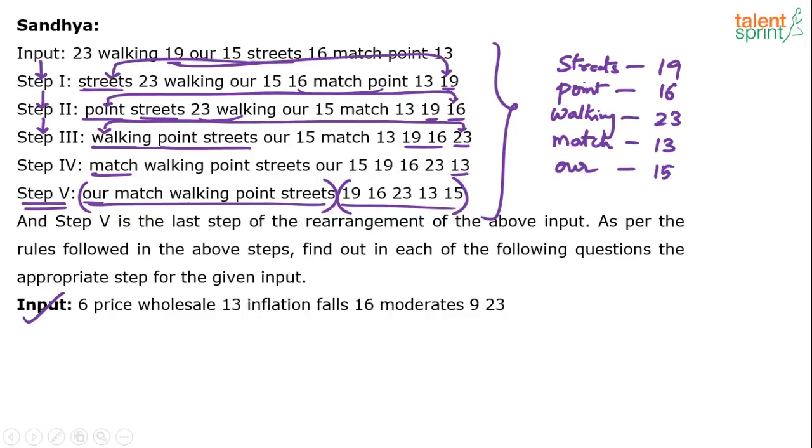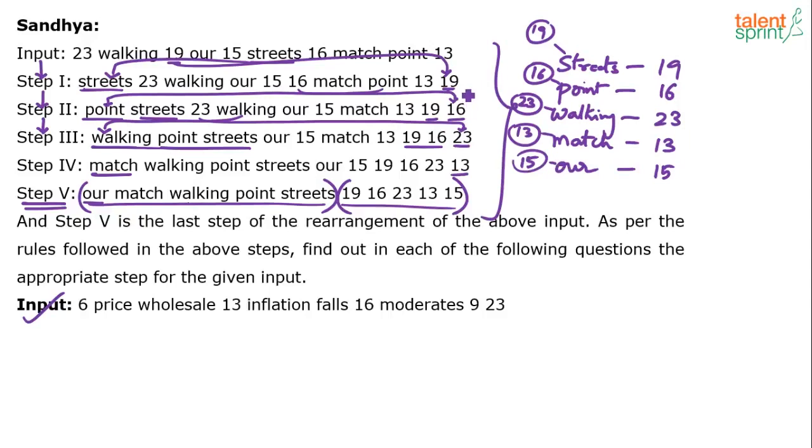Now, what do you think could be the relation between these words and numbers? How are these numbers in any fashion associated with these words? Simple. The word streets starts with S. S, if you recall, is the 19th letter in the English alphabet. The word point starts with P. The first letter is P, and P is the 16th letter of the English alphabet. W is the 23rd letter of the English alphabet. M is the 13th letter of the English alphabet, and O, like you all know, is the 15th letter of the alphabet.